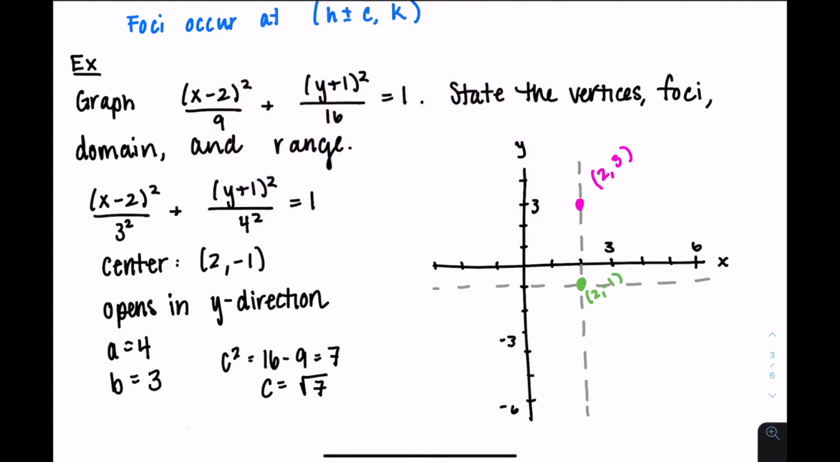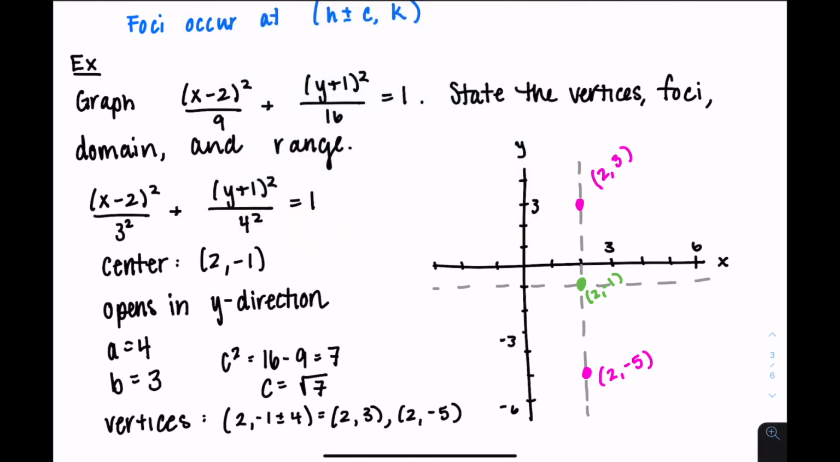To get my other vertex, I go down a distance of 4. So that's 1, 2, 3, 4. And it would land me right here at -5. So this is 2, -5. So our vertices are really, you add that distance of a and subtract the distance of a in the y coordinate. So we get 2 points, 2, 3 and 2, -5. And again, you don't need the equation. You can just do that straight from the graph itself.